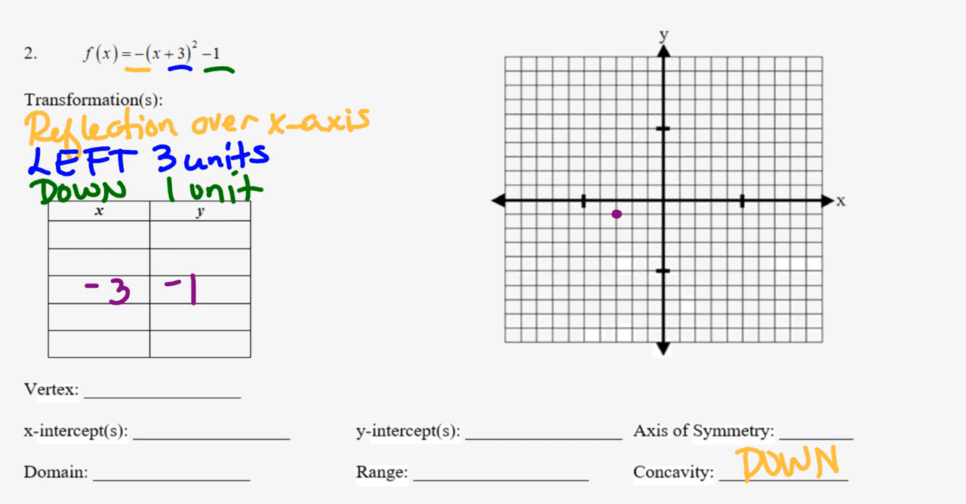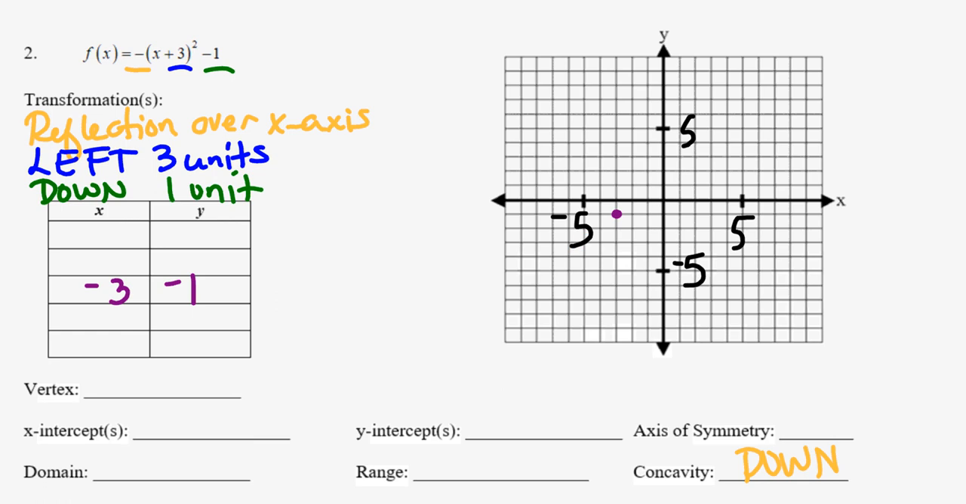So if I'm going left 3 and down 1, that means my vertex is at -3, -1. So if my scale is 1, and forgive me, I forgot to write my numbers here, so let me add that in quickly. We have our vertex in our graph. And we're going to build our table around where that vertex is.